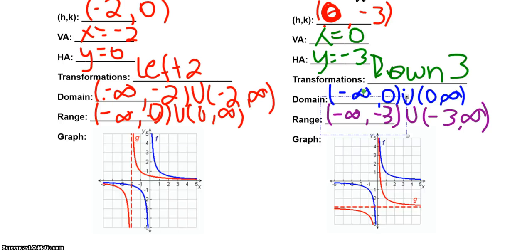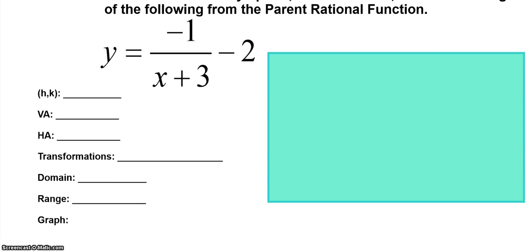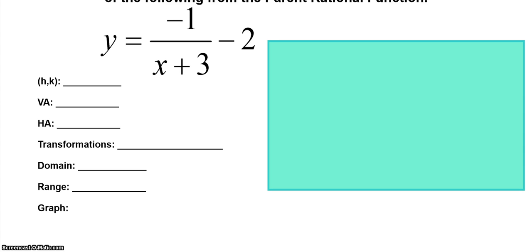Okay, if you have any questions so far, go ahead and stop the video, re-watch it, because these are the most basic examples that you can have. Alright, next one. We're going to state the vertical and horizontal asymptote, the transformation, domain and range, and all that fun stuff. Alright, so we have y equals negative 1 divided by x plus 3 minus 2.